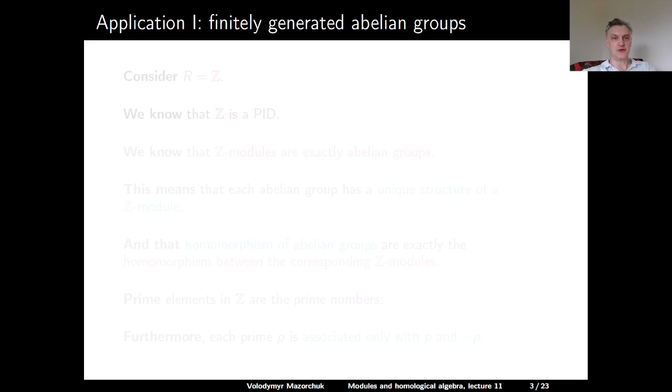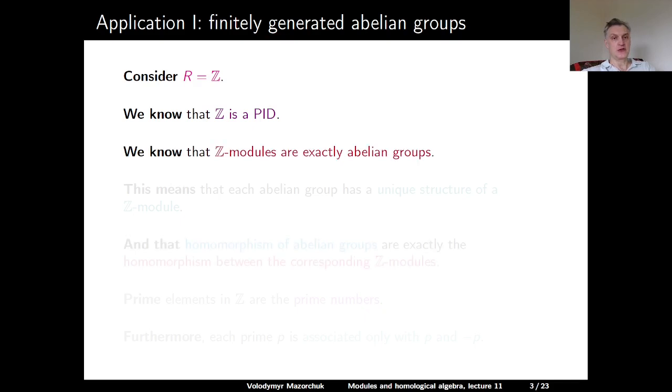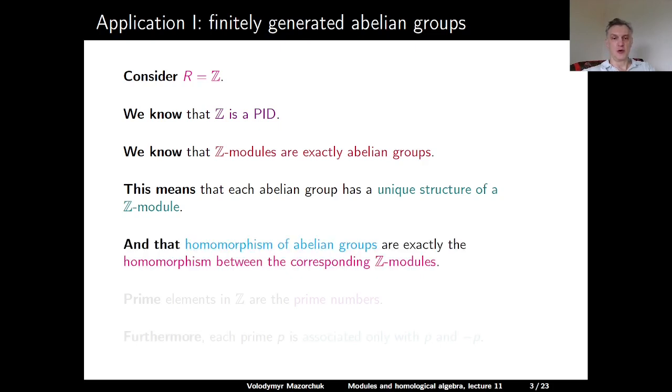The first application for today is classification of finitely generated abelian groups. In order to do that, we consider the case when R is the ring of integers, and we know that it is a principal ideal domain, and we also know that the modules over the integers are exactly abelian groups. So this means that each abelian group has a unique structure of a module over the integers, and that homomorphisms of abelian groups are exactly the homomorphisms between the corresponding modules over the integers.